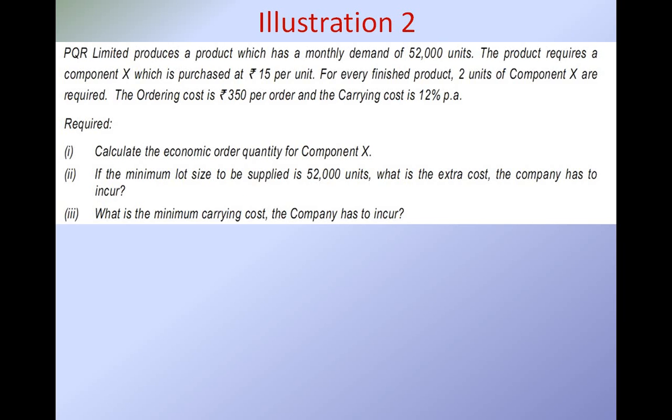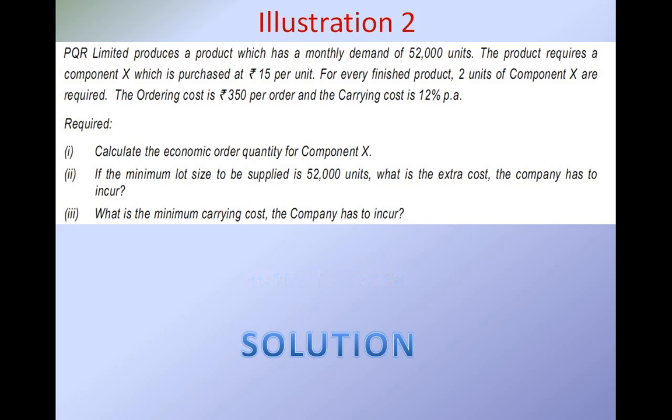We haven't used the economic order quantity formula or the ordering cost or carrying cost formula. So in this question we'll be applying those formulas. So let's read the question. PQR Limited produces a product which has a monthly demand of 52,000 units. The product requires a component X, which is at 15 rupees per unit, and 2 units of component X are required for every finished product. The ordering cost is 350 rupees per order, and the carrying cost is 12% per annum. The first question asked is to calculate the economic order quantity for component X.